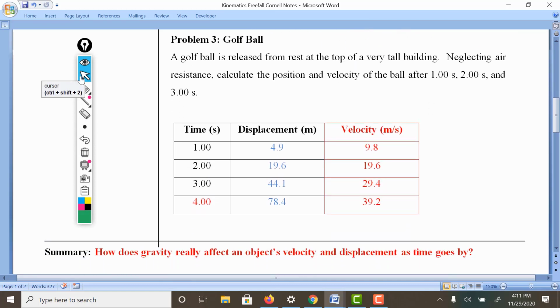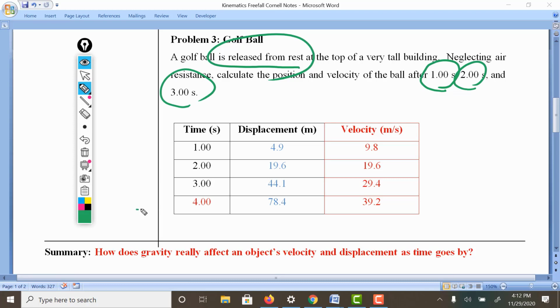Here's a golf ball that's being released. For some reason, students find this problem extremely informative to their intuition and their conceptual learning of free fall and motion. We have a golf ball that's released from rest, so it was just dropped. We're not telling you how tall this building is, it's just very tall. So let's see what happens at 1 second, 2 seconds, and 3 seconds. And I want to suggest you add a 4 seconds row and also add a velocity column.